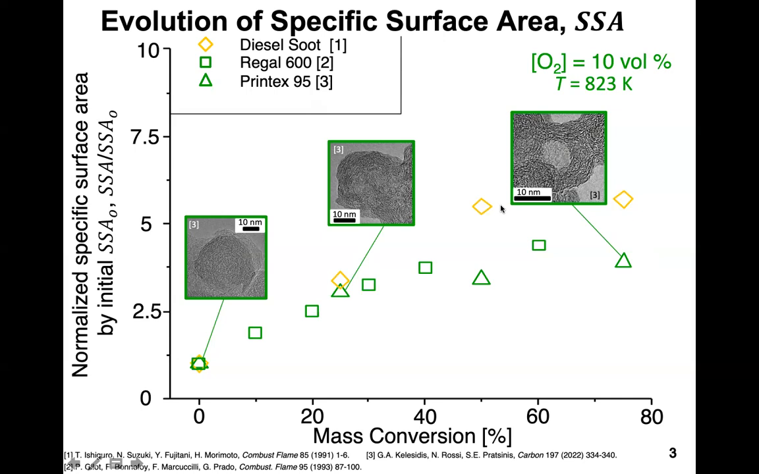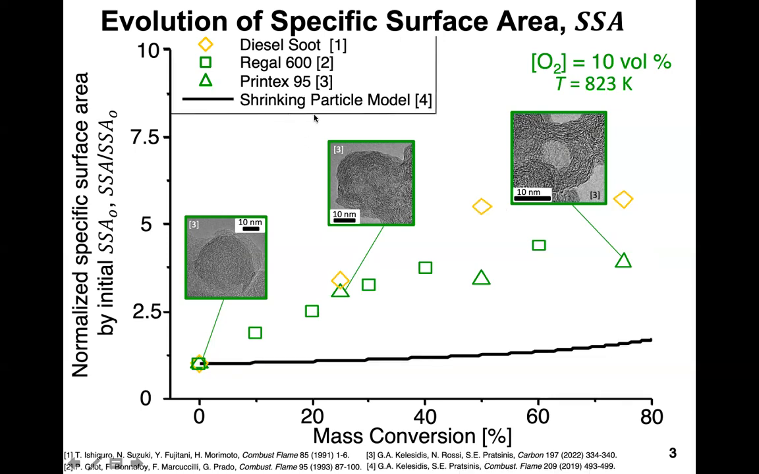Now, current combustion models use the shrinking particle model to describe the oxidation dynamics of carbonaceous nanoparticles. This model accounts only for surface oxidation and neglects completely internal oxidation. So it underestimates the measured specific surface area by 60% on average. So clearly, we need a model to describe the dynamics of the specific surface area during internal oxidation.